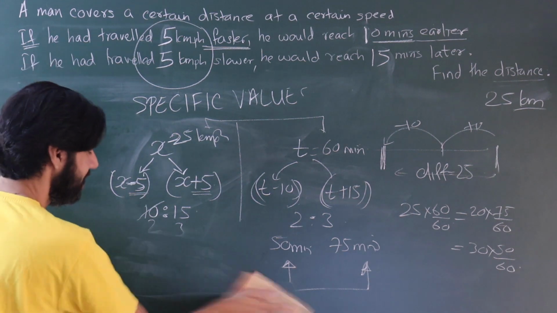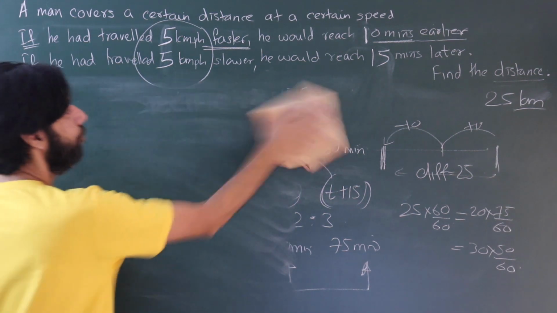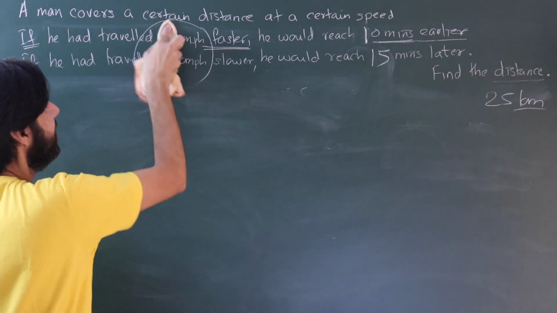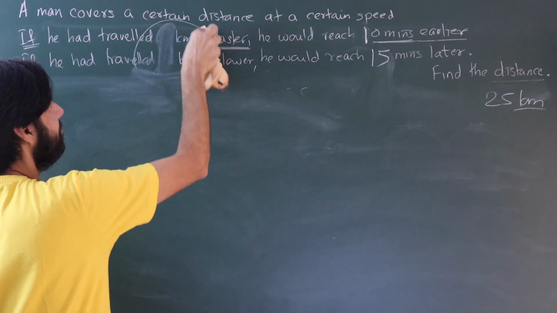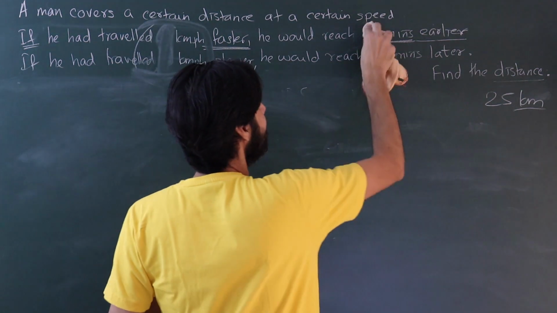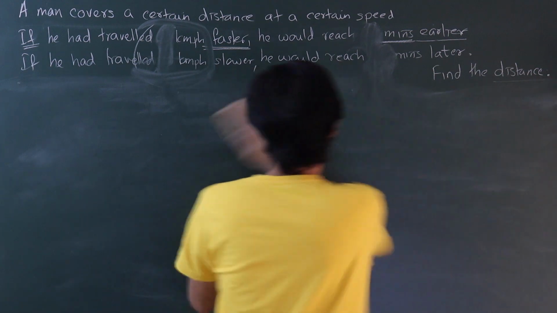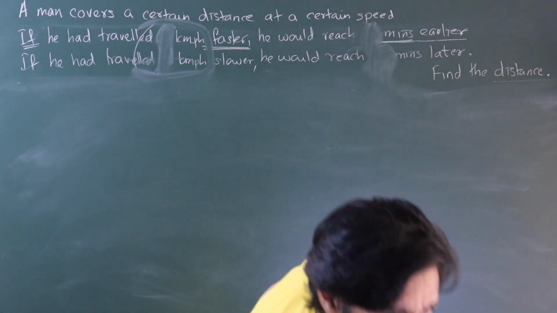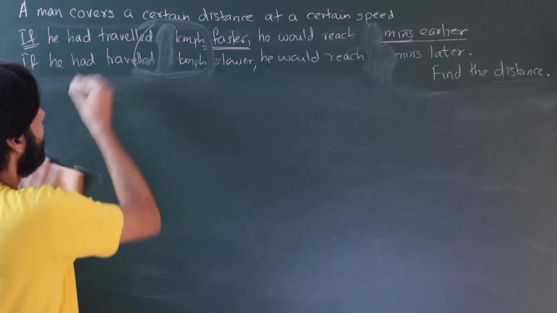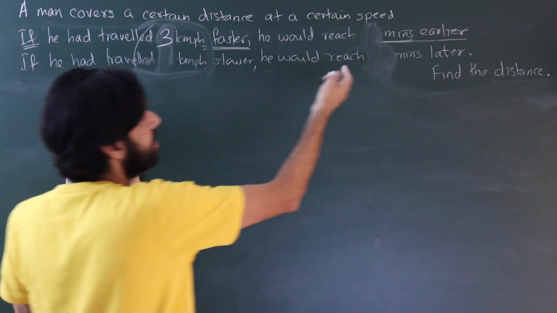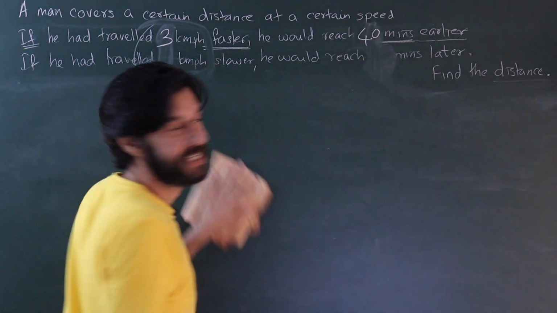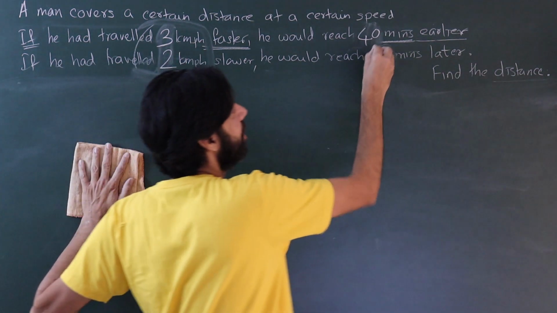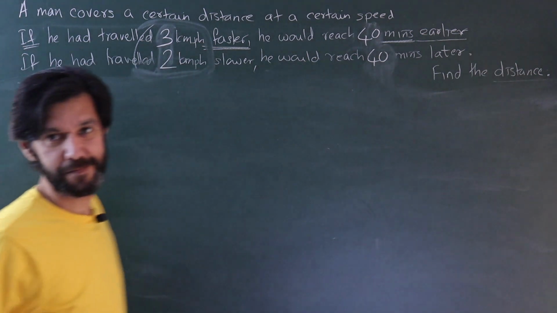Okay. And just to make you practice one more here, students, I'm changing the value for the last time. Pay attention, a little different. Find the distance. Let's see. If I travel, I forgot the values. I'll just say, had I gone 3 kilometers faster, I would have been 40 minutes earlier. If I traveled 2 kilometers per hour slower, I would have reached 40 minutes later.